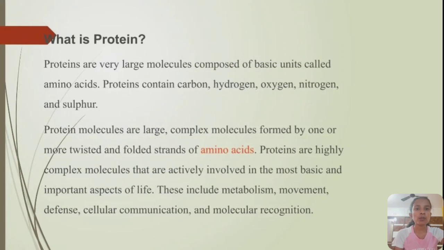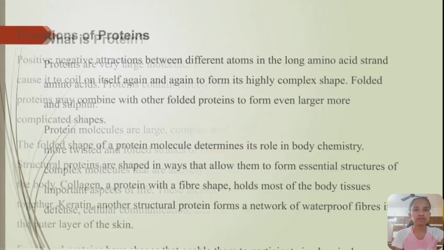What is protein? Proteins are very large molecules composed of basic units called amino acids. Proteins contain carbon, hydrogen, oxygen, nitrogen, and sulfur. Protein molecules are large complex molecules formed by one or more twisted and folded strands of amino acids. Proteins are highly complex molecules that are actively involved in the most basic and important aspects of life. These include metabolism, movement, defense, cellular communication, and molecular recognition.